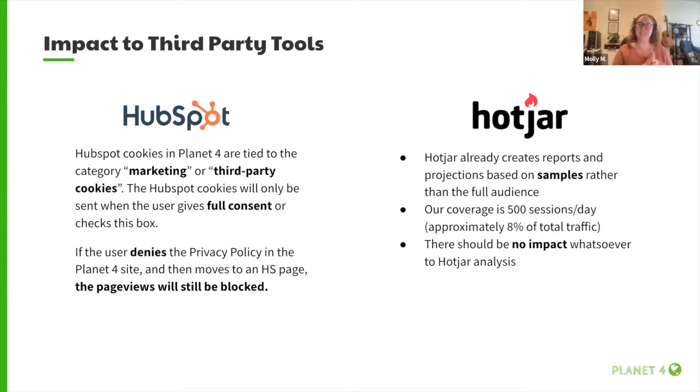On the other side of things, for Hotjar, there is no impact whatsoever. And the reason for that is because Hotjar already creates reports and projections based on samples rather than the full audience. So for GPI, our coverage is about 500 sessions a day, so 8% of total traffic. And we still have way more than that incoming despite consent mode being activated. So there's no impact whatsoever there. And we did cross-reference that with the statistics that Hotjar gives us, and there's been no significant changes there.